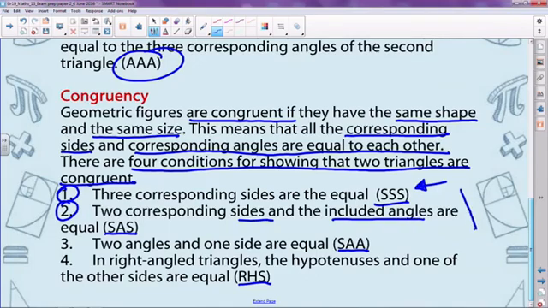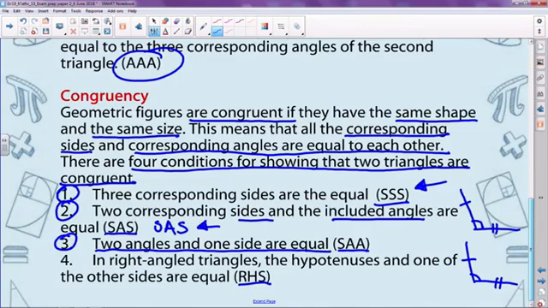So we would look at a triangle and we would try and prove that in our two triangles, that side is equal to that side and then that angle over there. It has to be side, angle, side. It must be that. Can't be anything else. Then, two angles and one side are equal. That's side, angle, angle. And in a right-angled triangle, the hypotenuse and one of the other sides are equal.